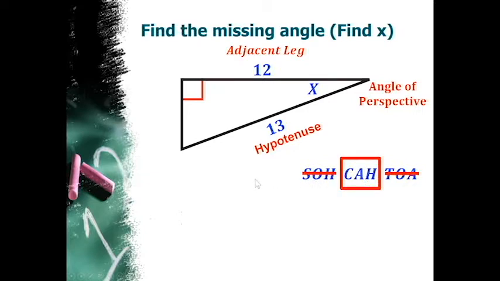We're going to get rid of sine and tangent. We're going to write our cosine equation and plug in our values. Our angle measure is x. Our adjacent leg has a length of 12. Our hypotenuse has a length of 13.